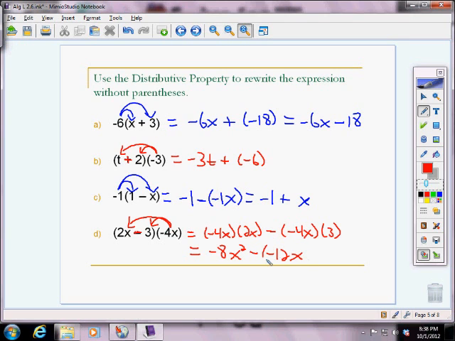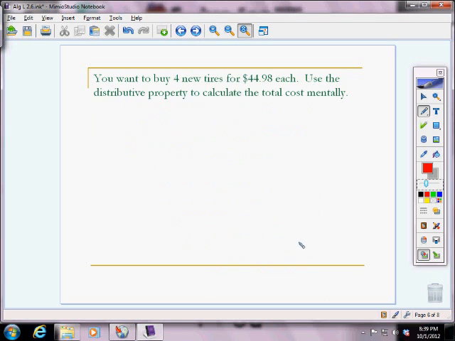Minus sign, but remember, you should never leave it as minus a negative. So if we go keep, change, change, we get negative 8x squared plus 12x. Now this is usually how you're going to use the distributive property when you're given variables and we want to simplify an expression. But we can also use the distributive property to help us with mental math.